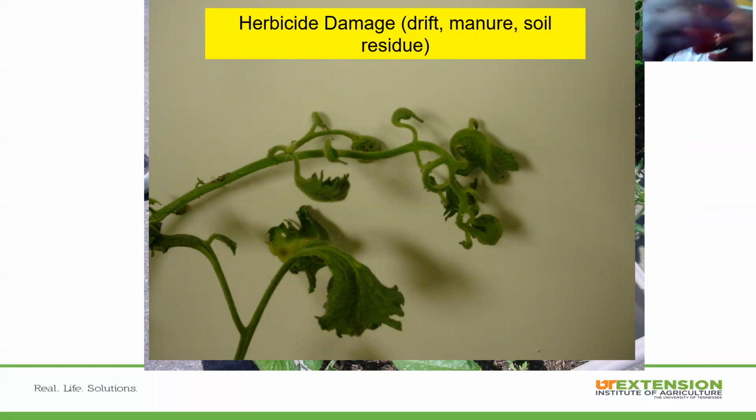How does it get there? How do the tomatoes and other plants pick up this herbicide damage? How are they exposed to it? It can be a variety of reasons. One is just through drift. An herbicide application was made, say for example, to a lawn area, and the wind was blowing a little bit, and the wind blew some of the spray mixture over onto the plants themselves. That is always a possibility.